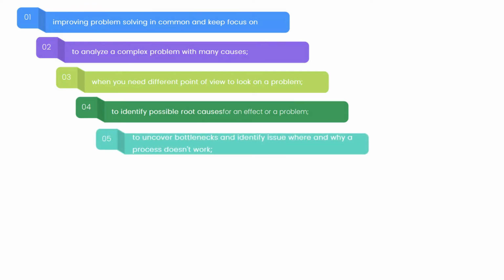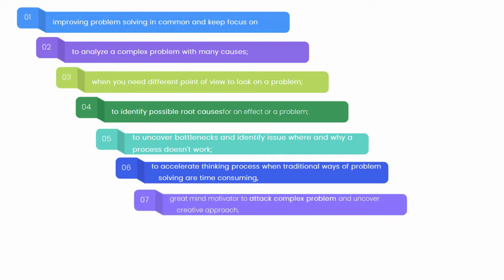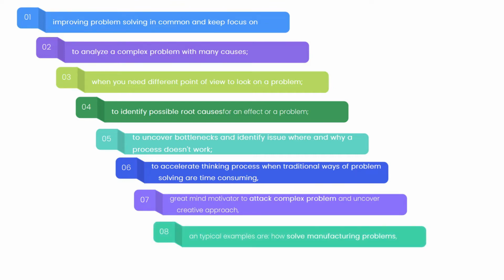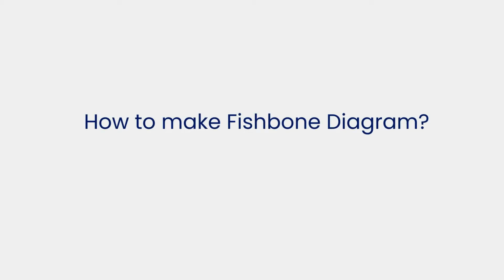To uncover bottlenecks and identify issues where and why a process doesn't work. To accelerate the thinking process when traditional ways of problem solving are time-consuming. And as a great mind motivator to attack complex problems and uncover creative approaches. Typical examples are how to solve manufacturing problems and applying it to the 7 basic tools of quality methodology. Now let's learn how to make a fishbone diagram.